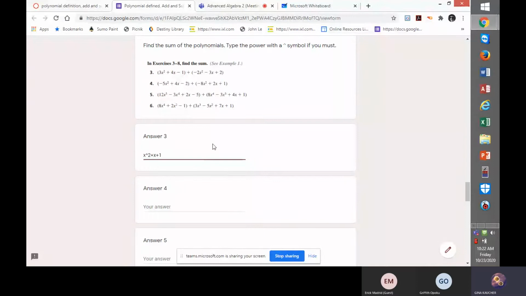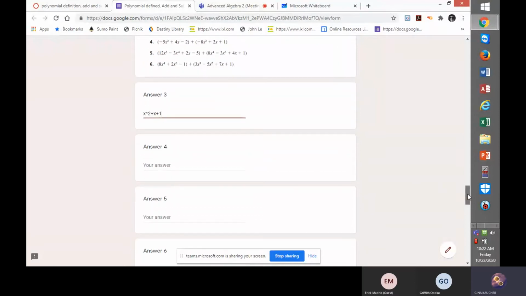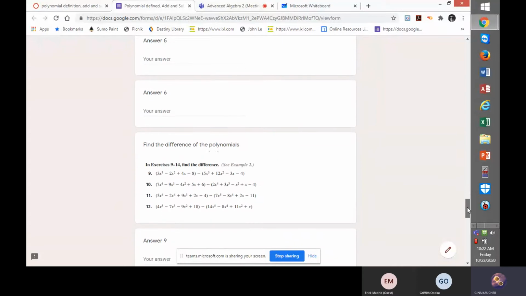And like I said, in number 5, you see how you have 12x to the 5th, but the other polynomial doesn't have a fifth term. It just has a degree of 4. So you'll just start by putting 12x to the 5th. It's like adding it to 0x to the 5th. So you still have to write it. It just isn't added to anything more.